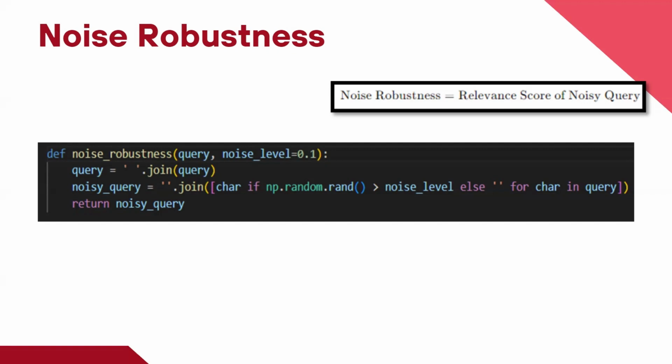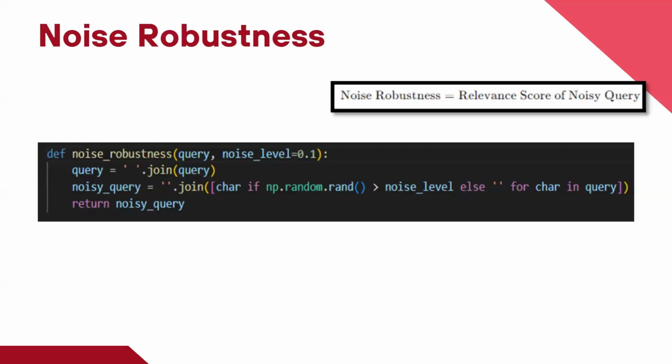Now create a new string, noisy query, by iterating over each character in the modified query string. For each character, a random number between 0 and 1 is generated using the np.random.rand function. If this random number is greater than the noise level, which is 0.1 by default, the character is included in the noisy query. If the random number is less than or equal to the noise level, the character is replaced with an empty string, effectively removing it. This process introduces noise by randomly removing characters from the query based on the specified noise level. Finally, it returns the noisy query, which is the original query with some characters removed randomly based on the noise level. A noisy version of the query is generated and the relevance of the retrieved context is measured to assess the chatbot's robustness.